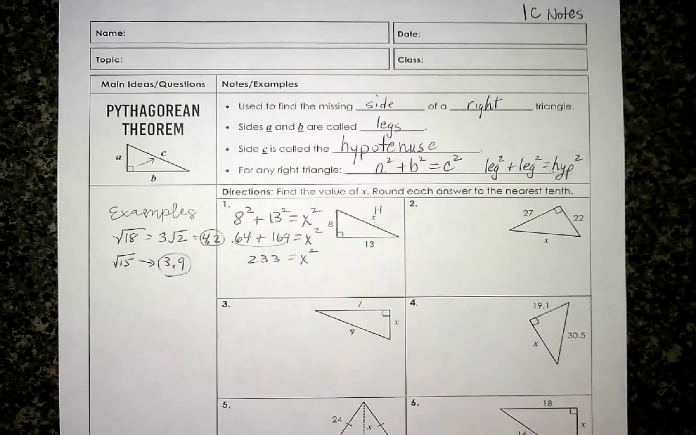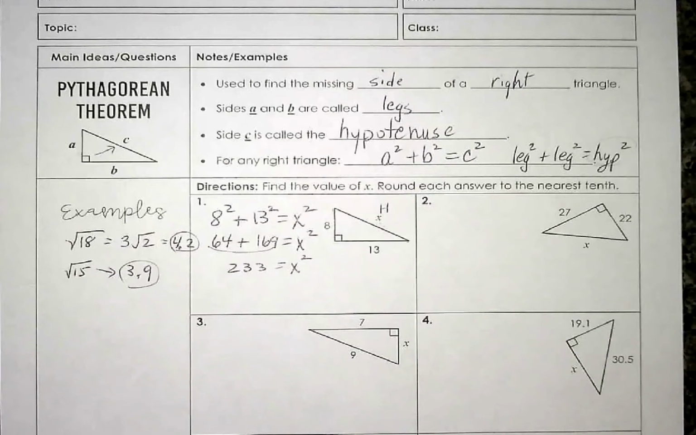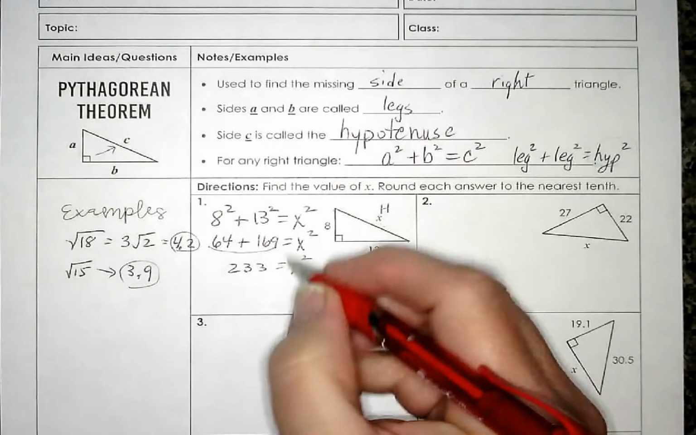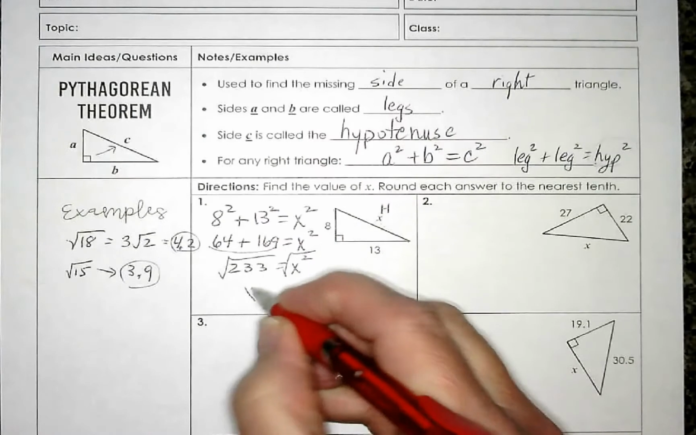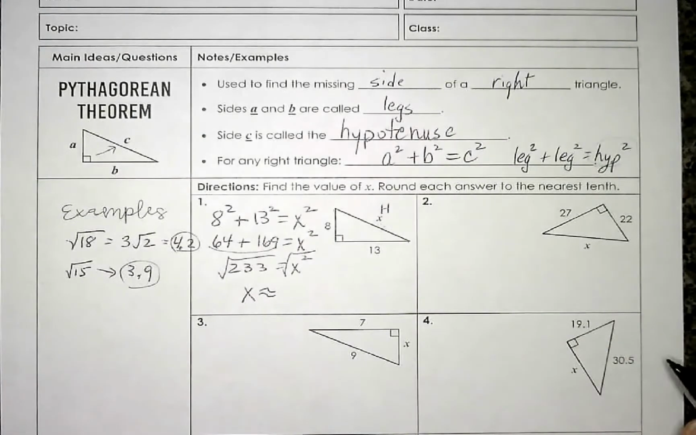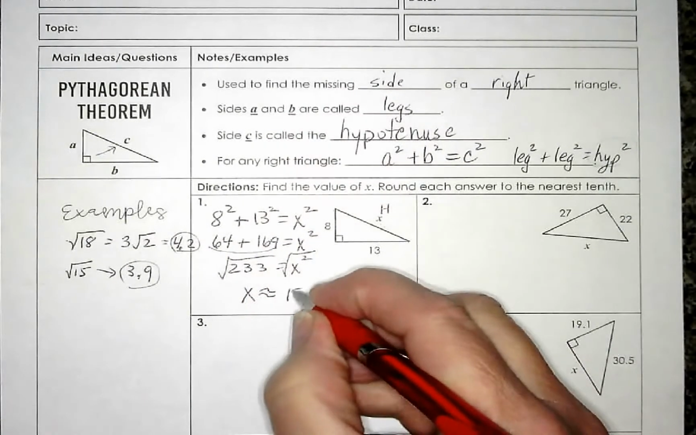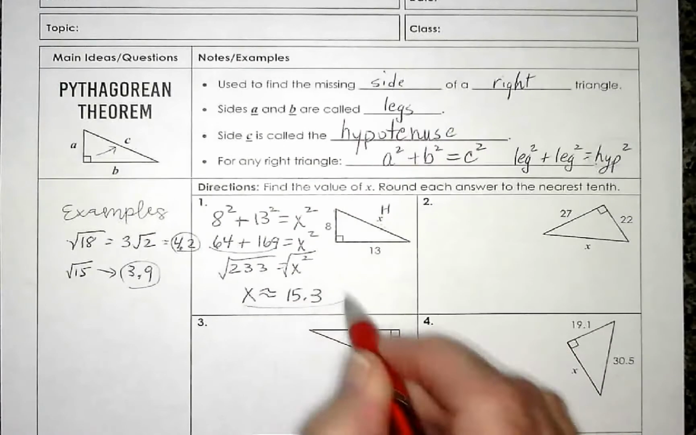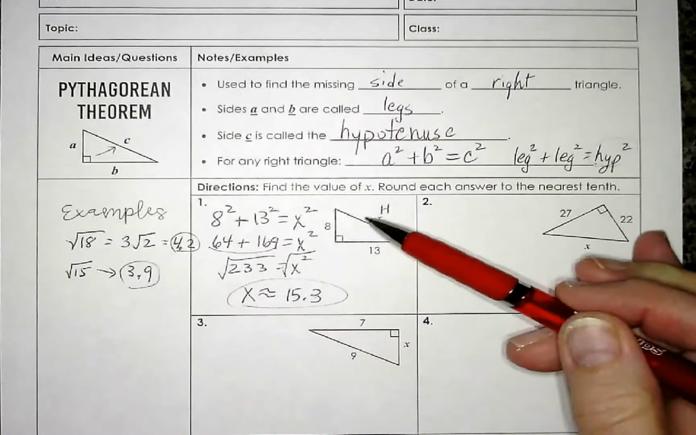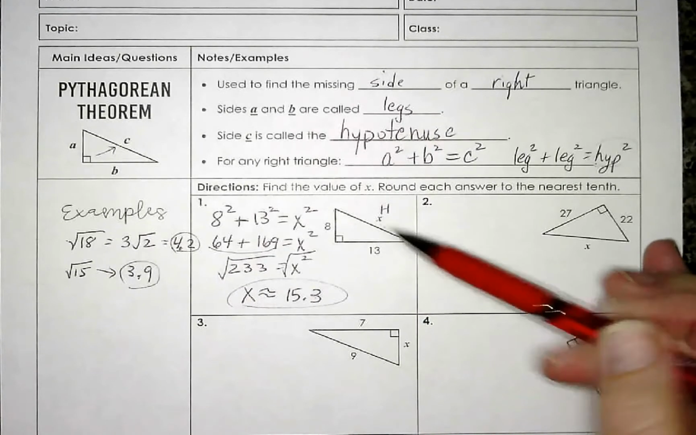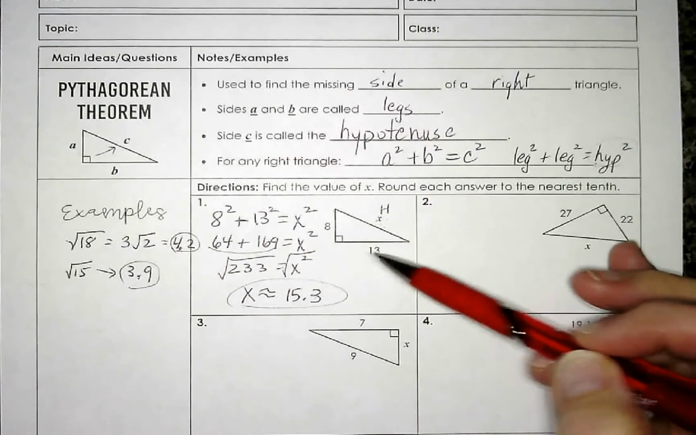Just as we learned in the last lesson, if I want x, not x squared, I'm going to square root both sides. So approximately, because when we get the decimal form, we are approximating it. In my calculator, I'm going to put square root 233, and it's going to round off to 15.3. That's it. So we are saying that the hypotenuse here is about 15.3. That makes sense because it is longer than the other two, and it needs to be.